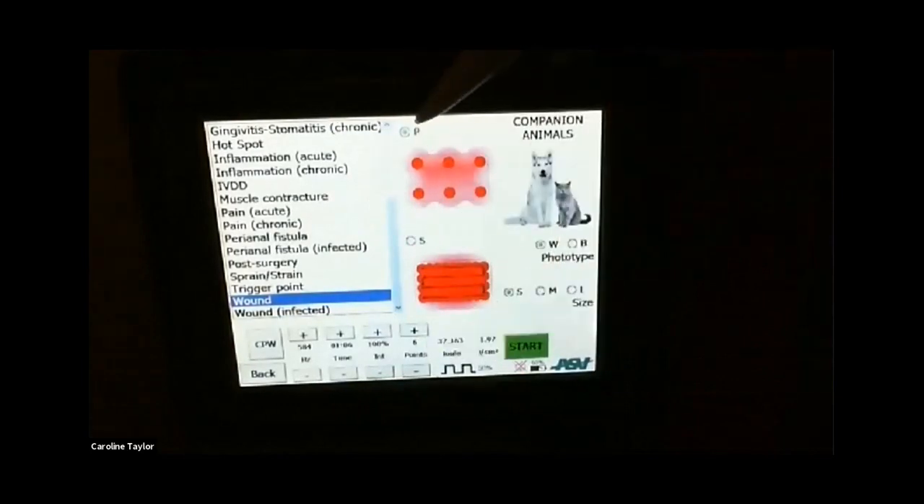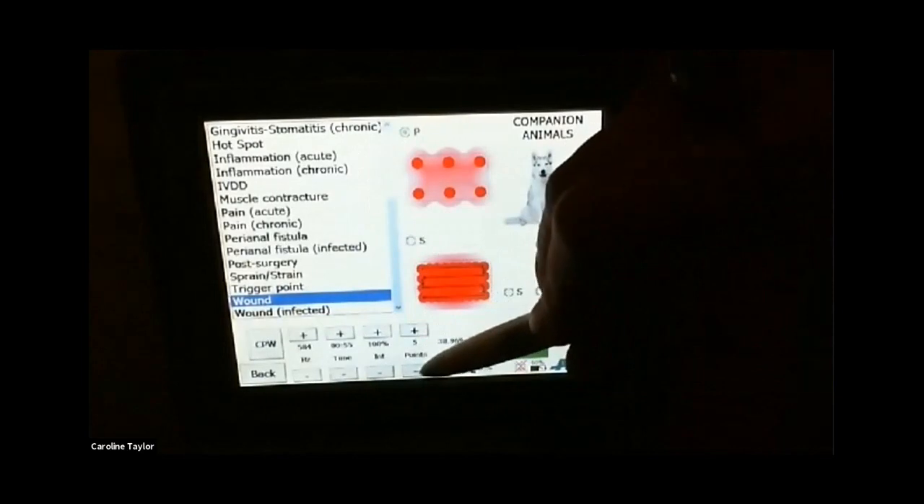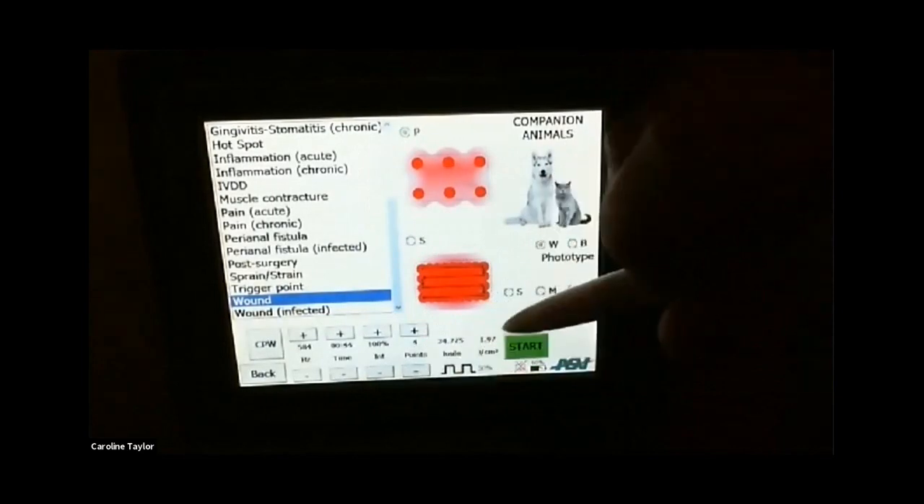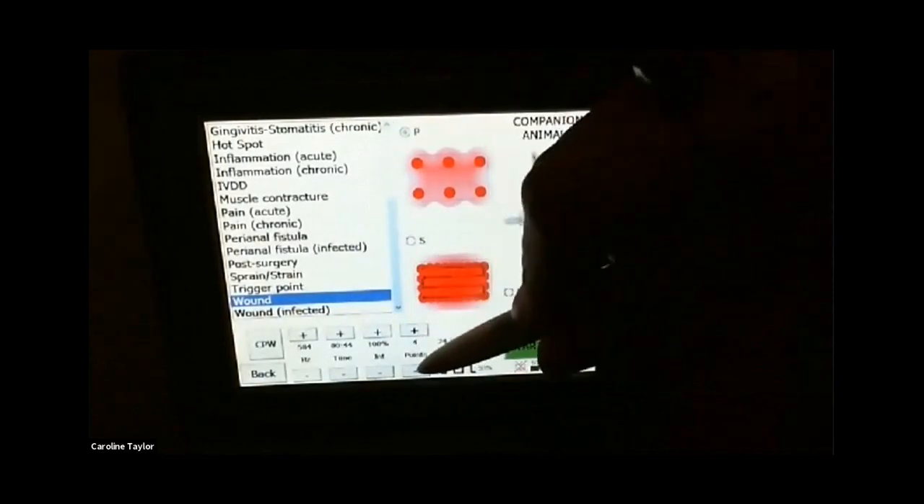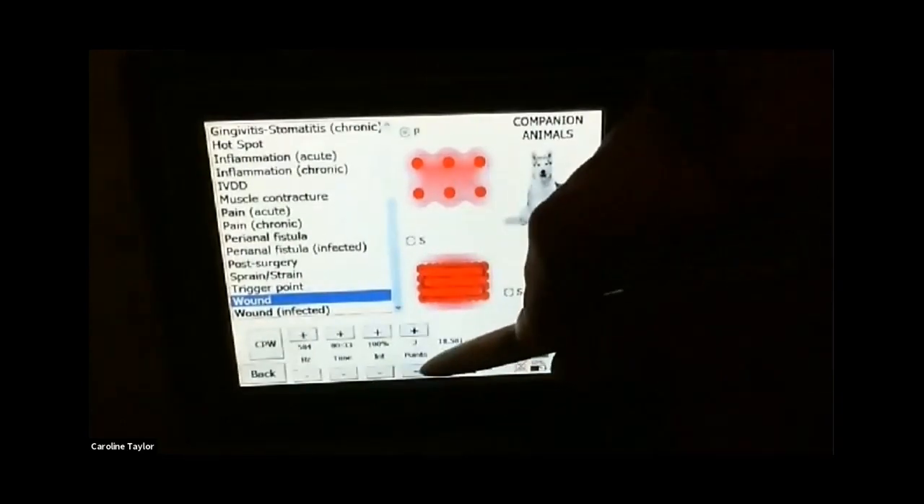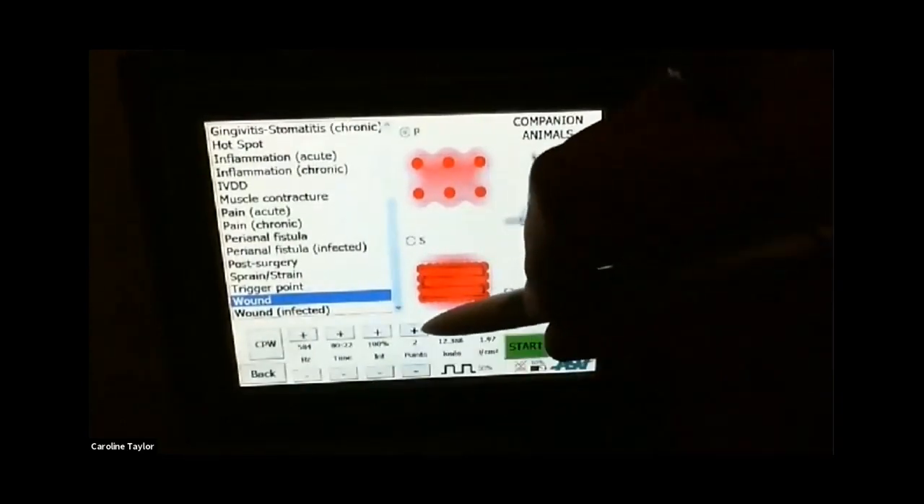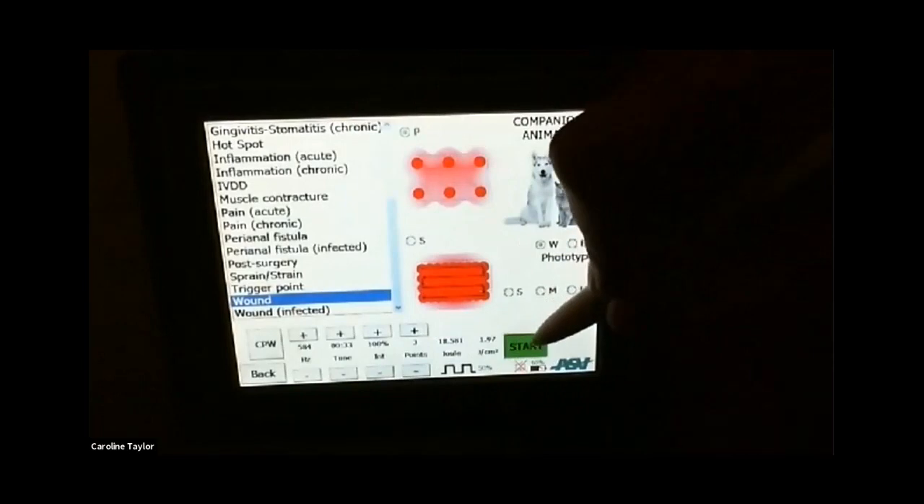You can choose how big you want to make this. So if it's just 1 tooth removed within the mouth, you can probably go down to 2 or 3 points, depending on how big that tooth is. You'll then press start.